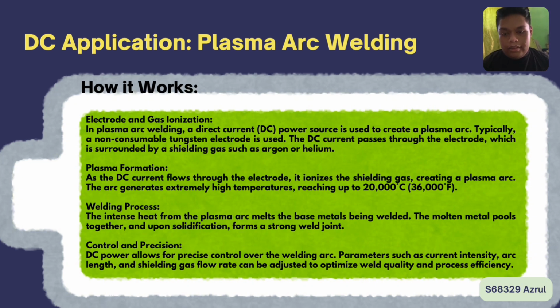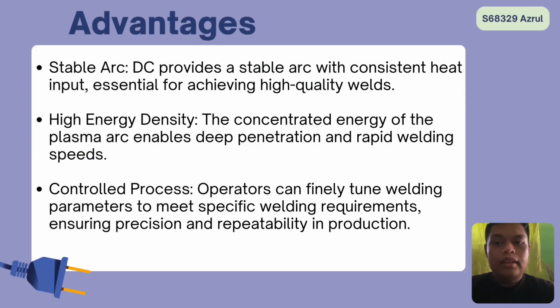And lastly is control and precision. DC power allows for precise control over the welding arc. Parameters such as current intensity, arc length, and shielding gas flow rate can be adjusted to optimize weld quality and process efficiency. And these are the advantages.